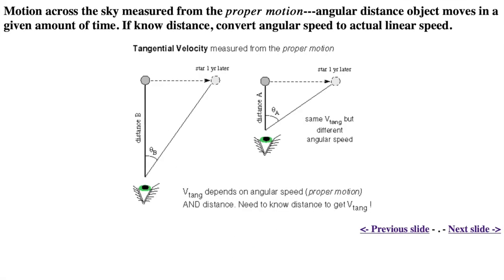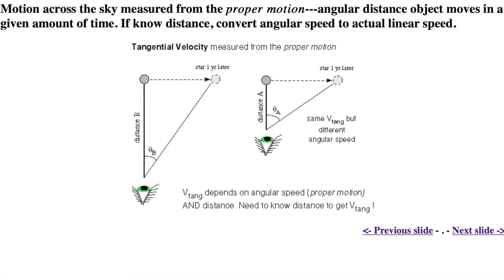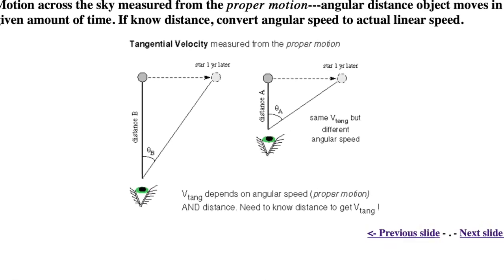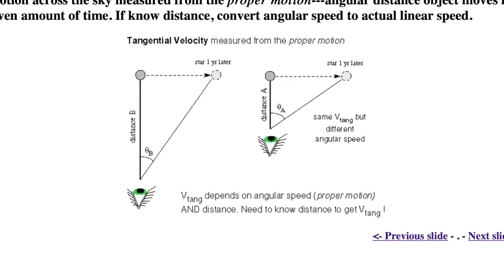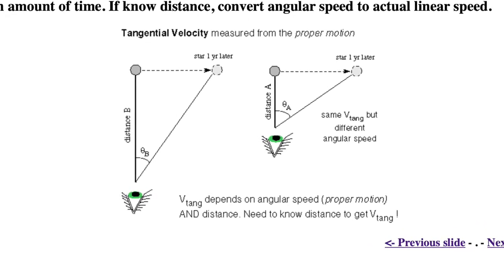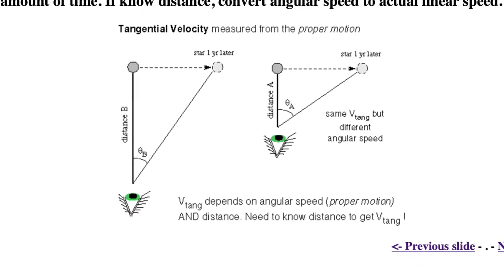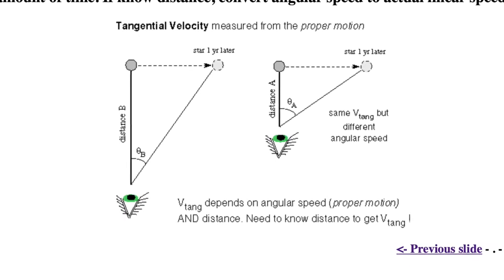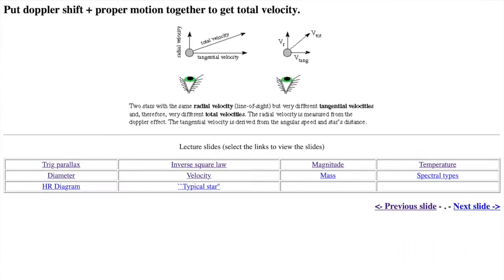Next slide. The motion of the object in the perpendicular direction across the sky is measured from the proper motion, which is the angular distance an object moves in a given amount of time. If you know the distance to the object, then you can convert the angular speed to an actual linear speed.